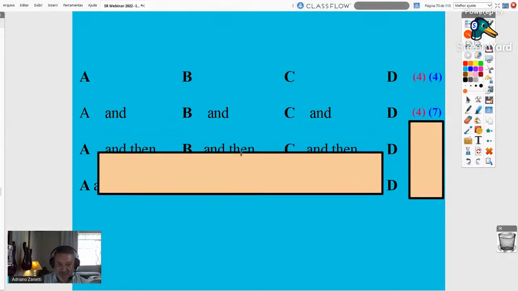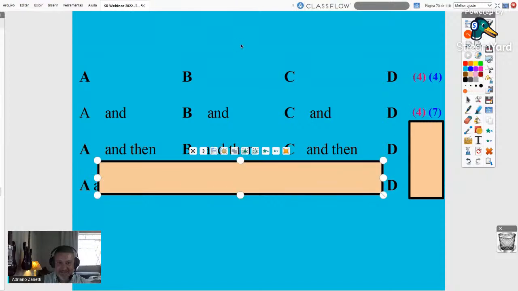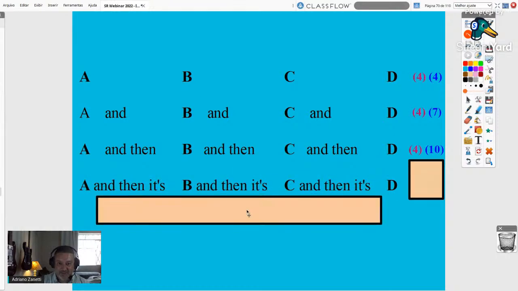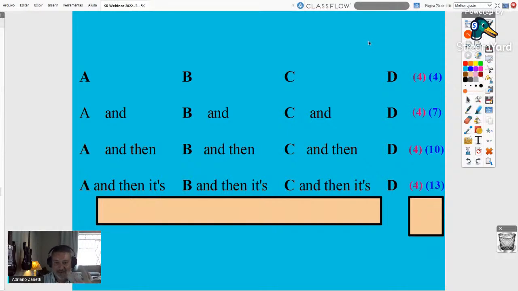I am improving my song. Now I have the same 4 beats, A and then B and then C and then D. I've got my 4 beats, but 10 phrases, 10 new notes. But I'm getting better at writing songs. And now I've got my 4 beats and 13 new notes. I'm getting fast. A and then it's B and then it's C and then it's D.